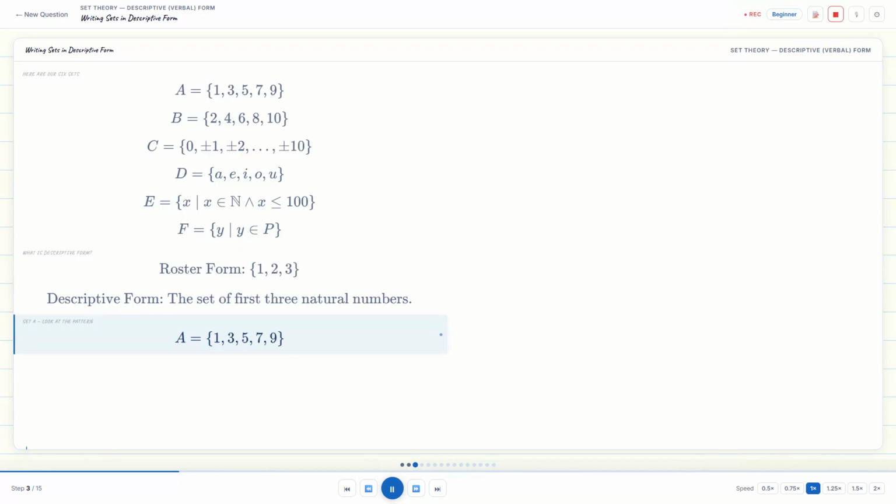Let's look at set A. We have 1, 3, 5, 7 and 9. Can you see the pattern? Each number goes up by 2. These are all odd numbers and they are all less than 10.